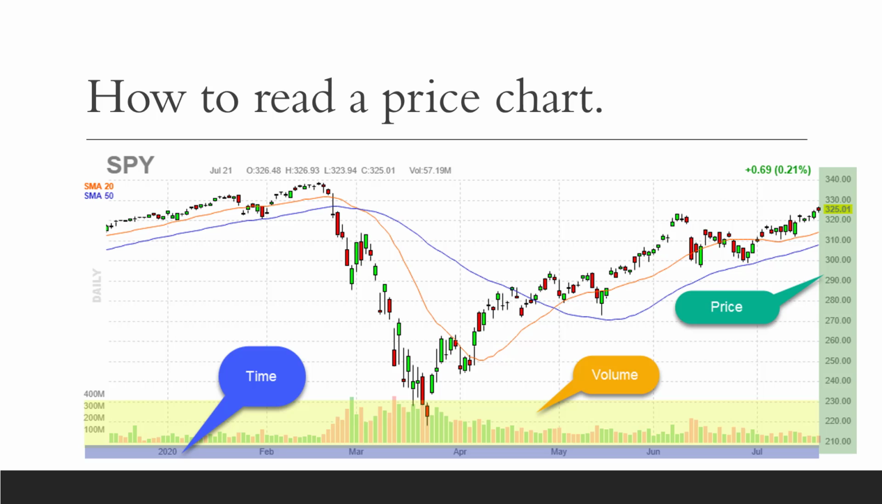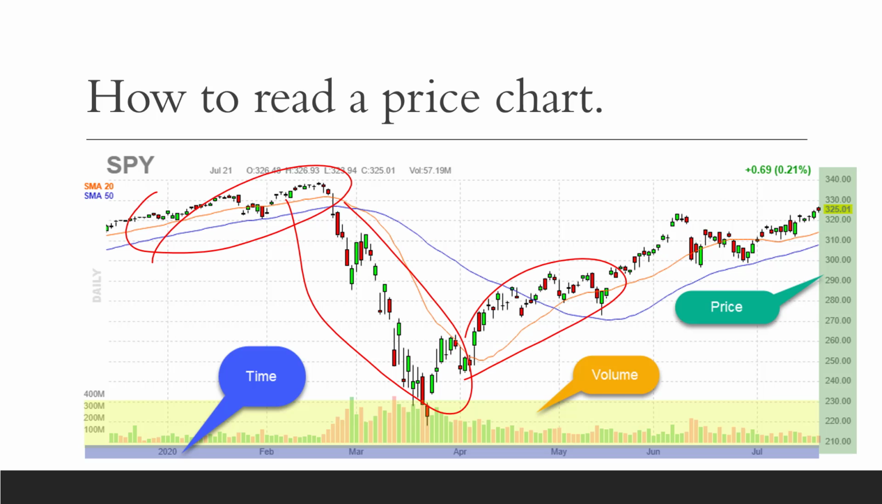Alright, so how to read a price chart. If you don't know, it's honestly very simple. You have three main different sections, basically. On the right, it's like a graph, just like any other graph. First of all, these things right here, those are all candlesticks. Those all tell price, and I'll get more into those later.